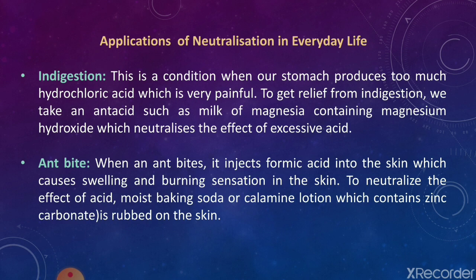or calamine lotion. Calamine lotion contains zinc carbonate, which is basic in nature. So when an ant injects formic acid, it is the acid that causes pain in our skin. When we rub baking soda or calamine lotion, which is basic in nature, on that sting, the effect of the formic acid will be neutralized.